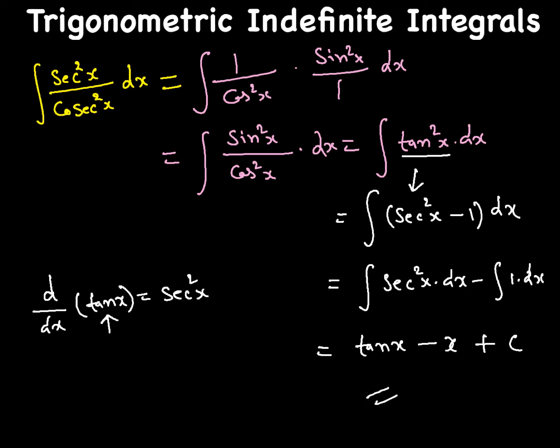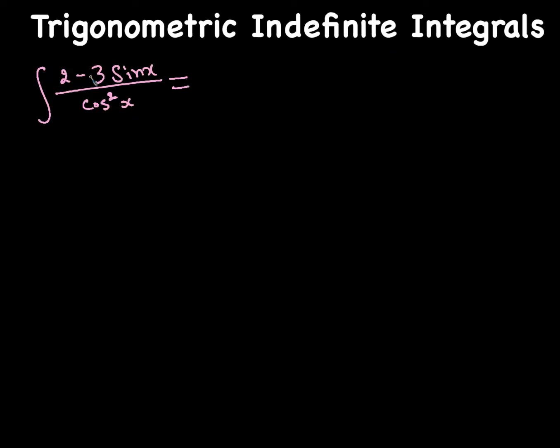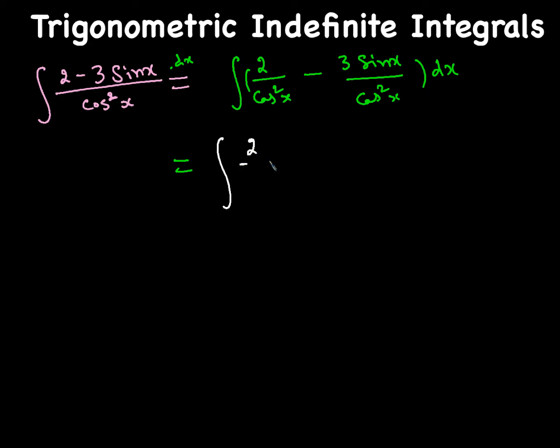Let's do one more problem. You have the integration of 2 minus 3 sine x over cosine square x. Again, let's write it in a simpler form. I'm going to write it as 2 over cos square x minus 3 sine x over cos square x dx. Now separate them: 2 over cos square x dx minus 3 sine x over cos square x dx.